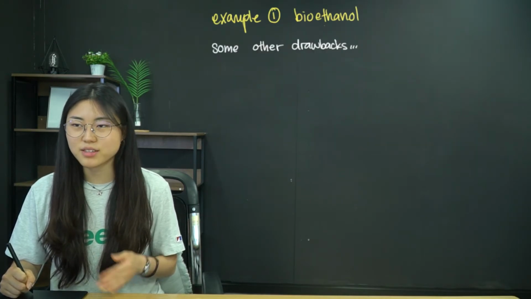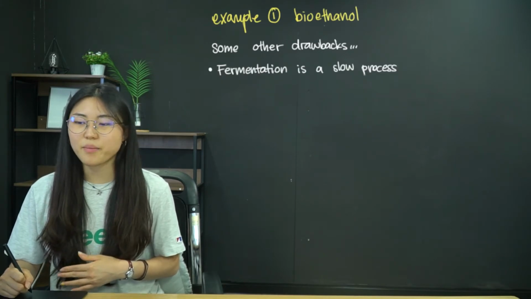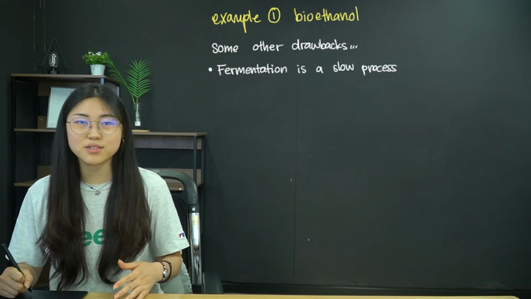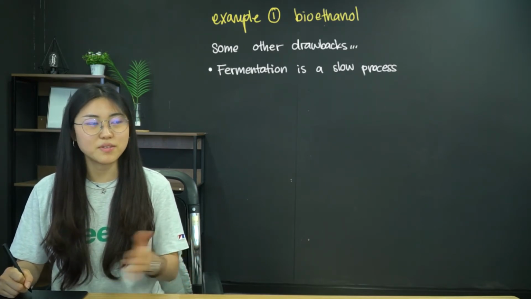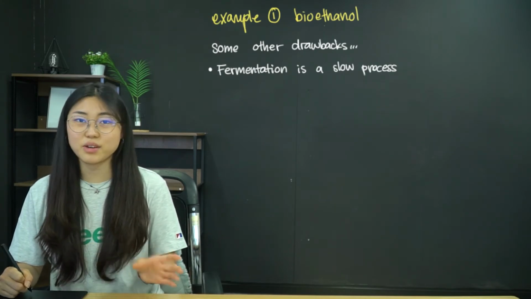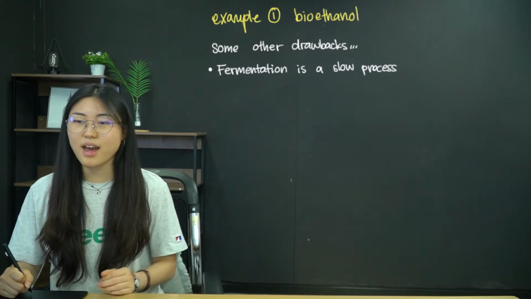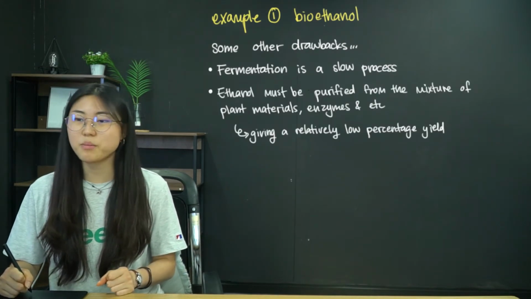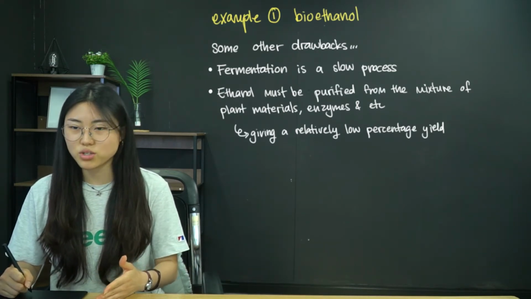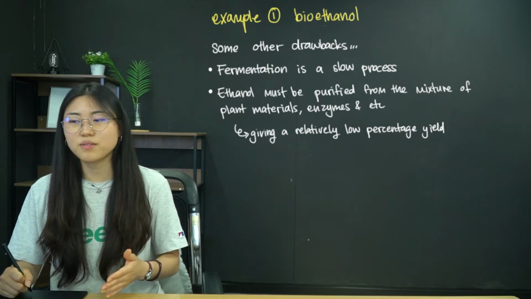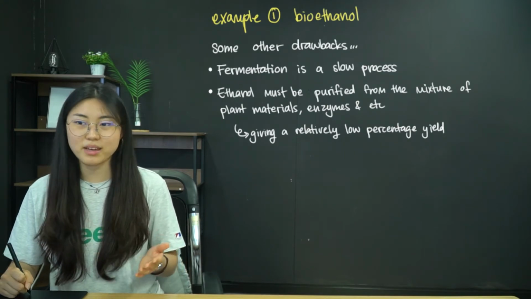Some other drawbacks of bioethanol include that fermentation is a very slow process. It uses yeast and other enzymes, and their optimum temperature is only about 30 to 50, less than 50 degrees. That's a very low temperature. Kinetic energy is very low, so it's a slow process. And ethanol must be purified from the mixture of plant materials, enzymes and other things that we need to put into the reaction mixture. That gives a relatively low percentage yield because the purification steps might be complex.